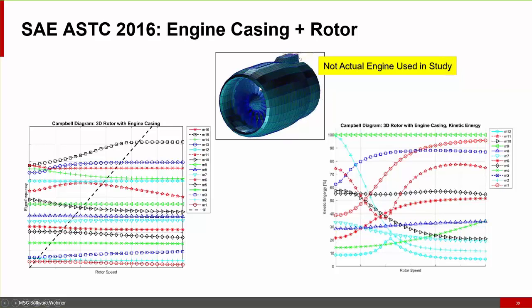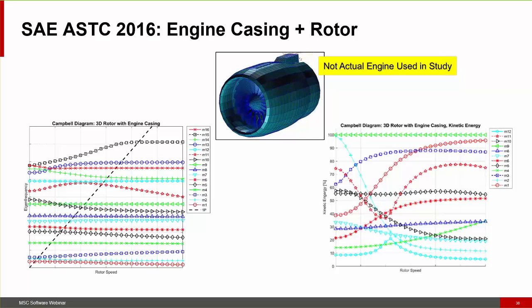This is not the actual engine used. I just thought I'd throw a picture in here. We didn't quite have time to get the clearance to show the actual picture, but I think this picture does it justice, and in essence it indicates that you have the ability to investigate the coupling between the rotating and static systems.